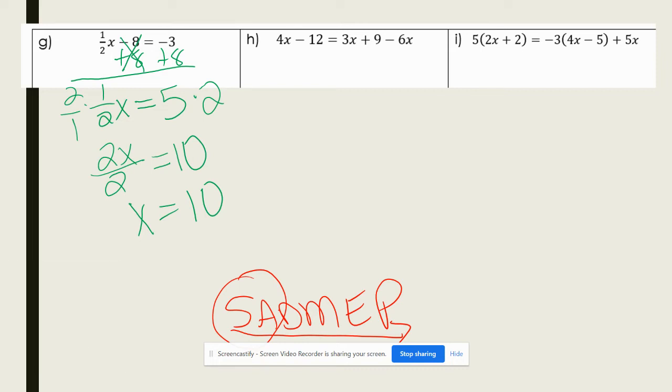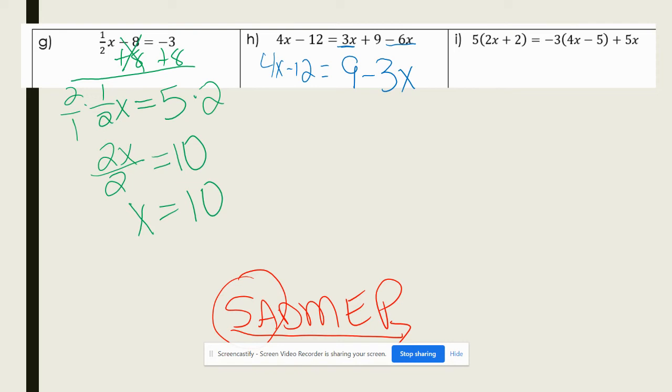All right, letter H is getting a little more interesting. We still don't have any parentheses, but if I look over here on the right side, the very first thing I see is that I have 2 x's there. So we can combine those together. So we're not touching that 4x minus 12. I'm not touching the 9. 3x minus 6x is negative 3x.